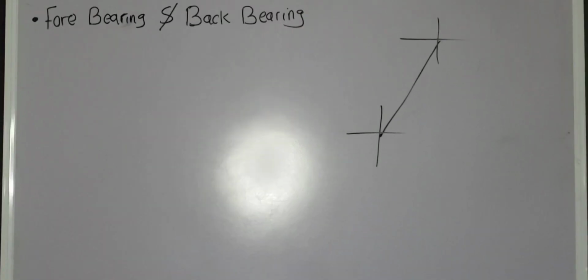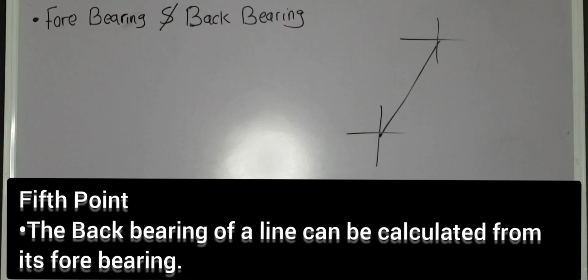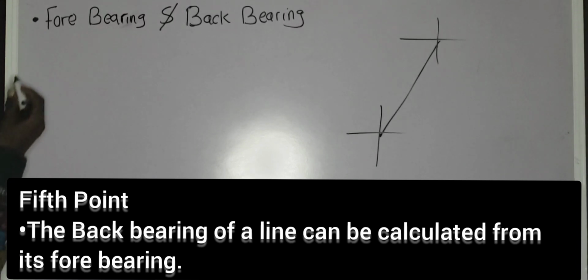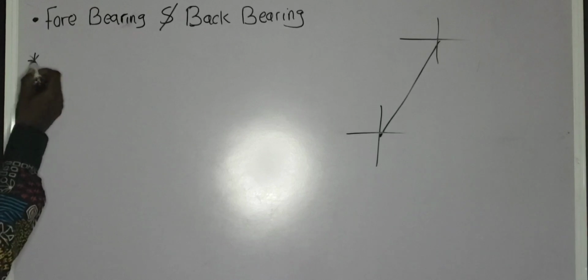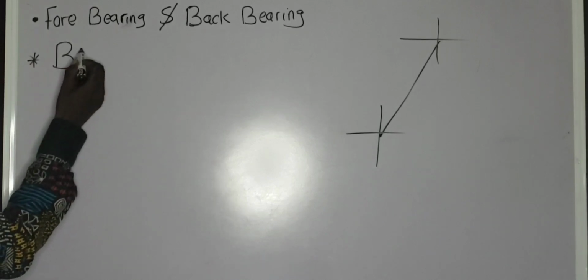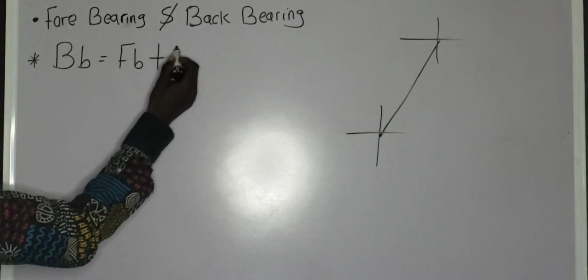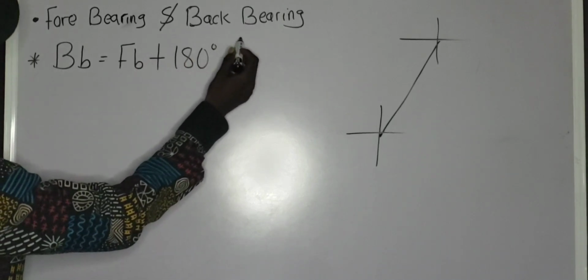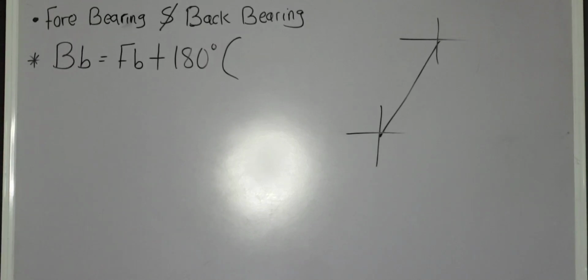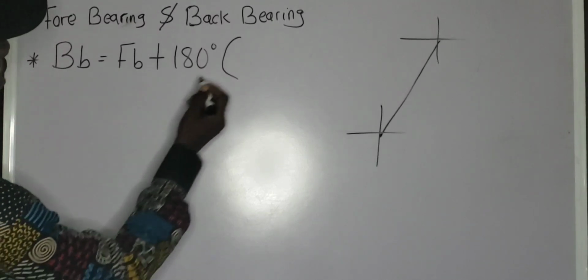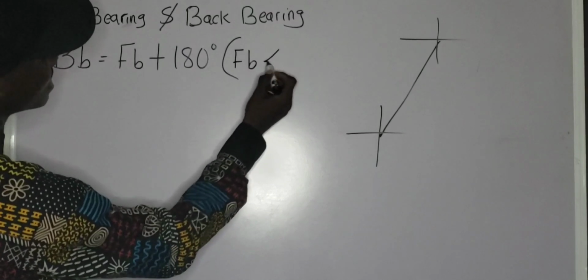Okay, now let's look at the application of what we have learned so far. Let me start with the last statement. The back bearing of a line can be calculated from its fore bearing. Now look at this formula. It's very, very important that you know this formula. The back bearing, let me represent it as BB. Back bearing is equal to fore bearing plus 180 degrees. This is one of the formulas that we use in calculating back bearing from fore bearing. This formula is used if the fore bearing is less than 180 degrees.